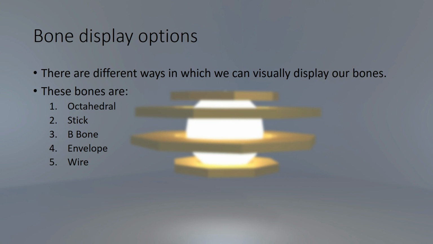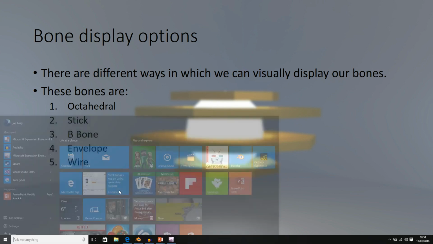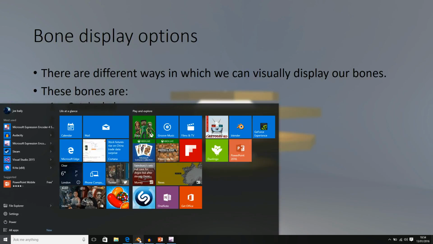Maybe you're creating a very thin object with very thin parts, and this may require you to use wire-style bones because they can act and look more like the object that you're creating them with. So we're going to have a look at these different display types, and we have five types of bone. We have octahedral, stick, b-bone, envelope and wire. So let's very quickly go over each of these.